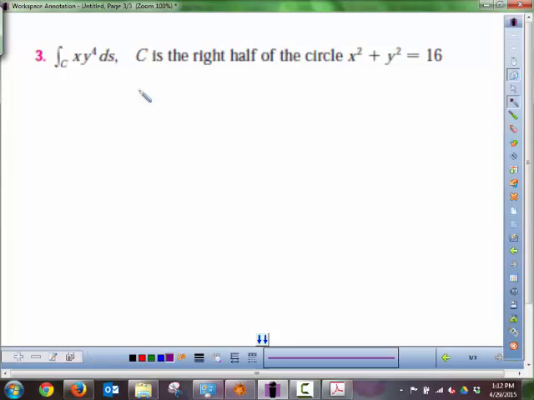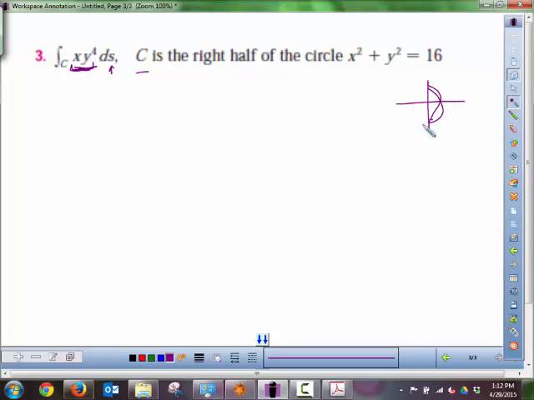All right, so here we have our function identified. This is your function of two variables. We know we're going to integrate with respect to the arc length. And here they're telling us what C is equal to. In this case, C is the right half of the circle. So the right half of the circle, we need to be able to parameterize this right half of the circle. So let's first draw out the right half of the circle.